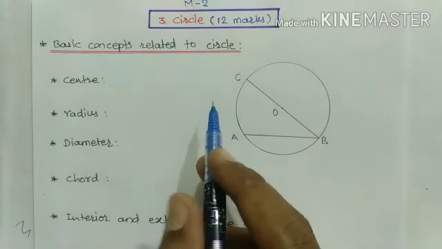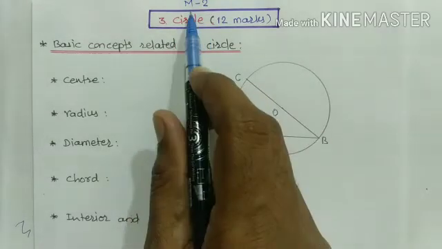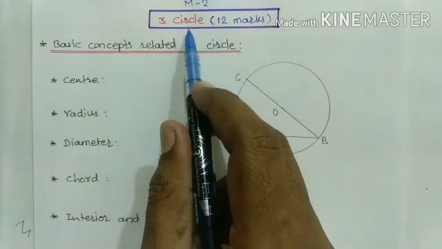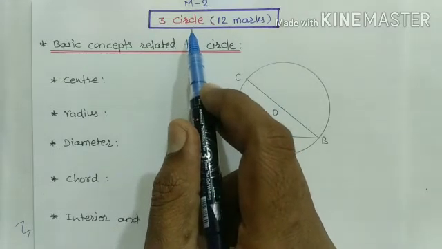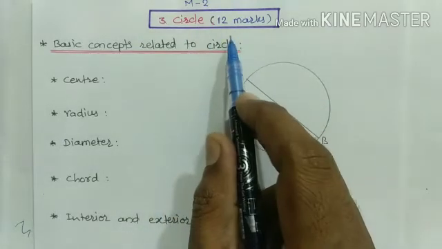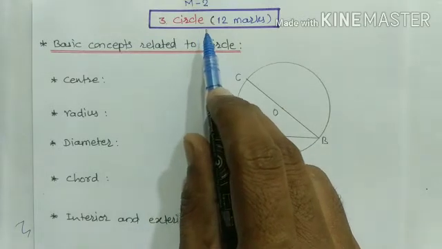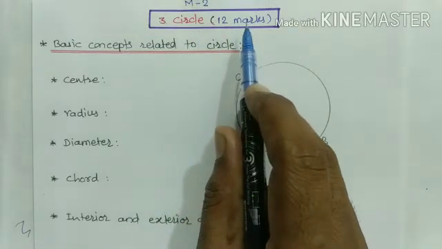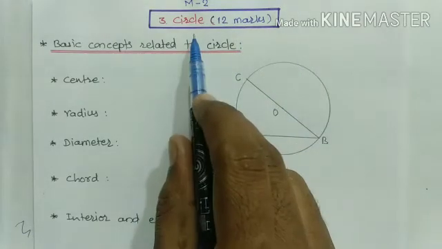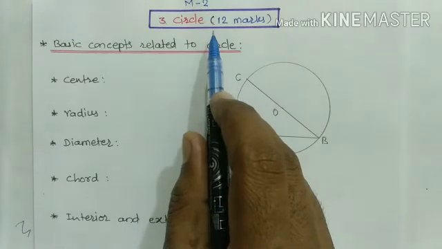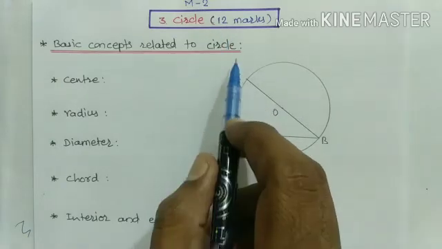Hello friends, in this video we are going to start the third chapter of Maths paper second, that is circle. It is one of the most important chapters from our syllabus as concerning the board exam, because on this chapter 12 marks questions were asked in our board exam. It means that this is the largest chapter as concerning the weightage given by the board from our syllabus.